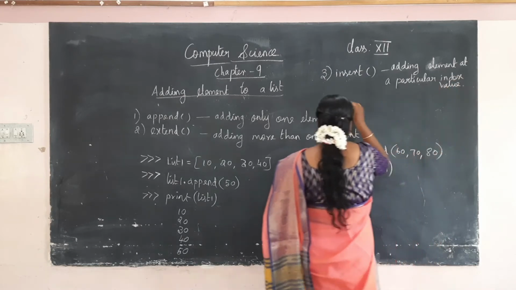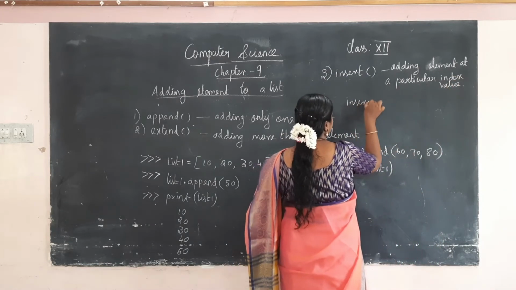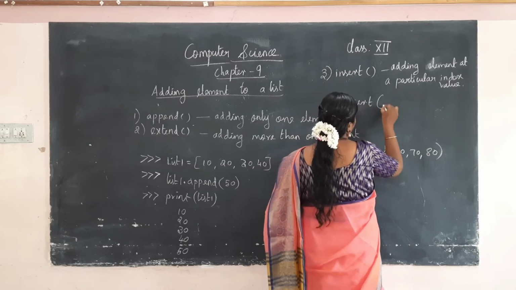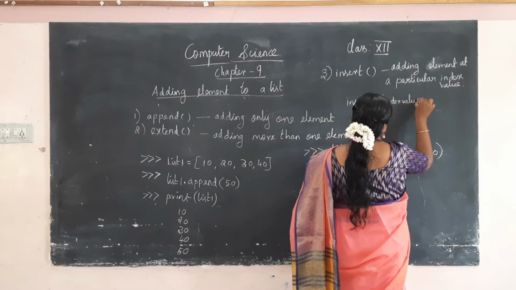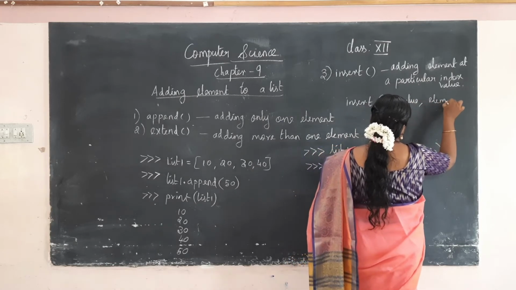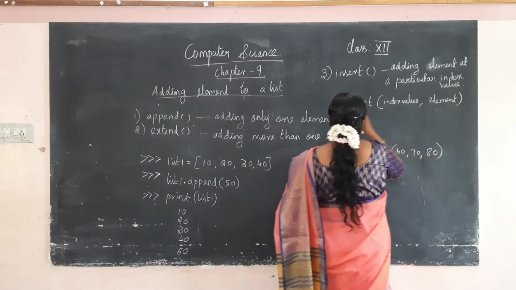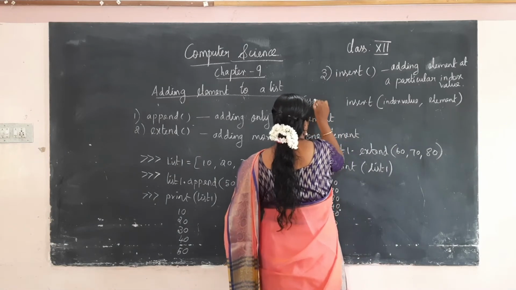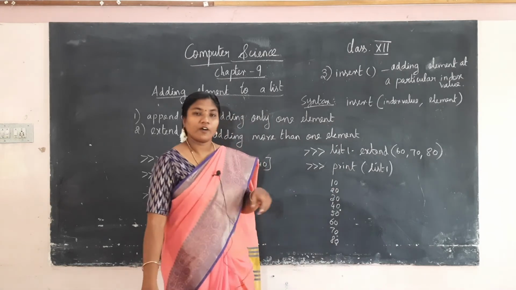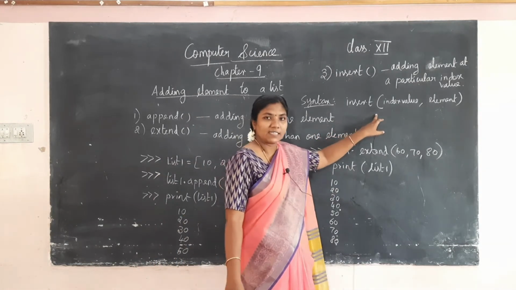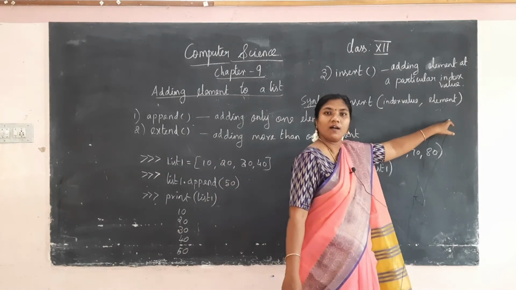For that only you will be using it. So here we have to give insert, and then you have to give the index value, and then the element. So this is the syntax. What is the syntax for the insert function? Insert index value comma element.